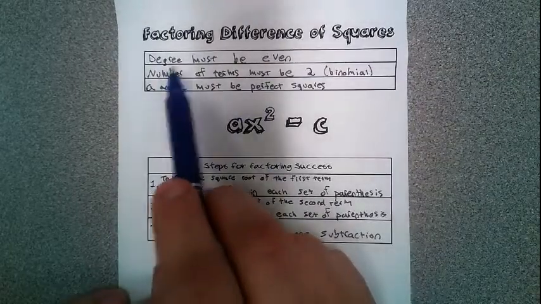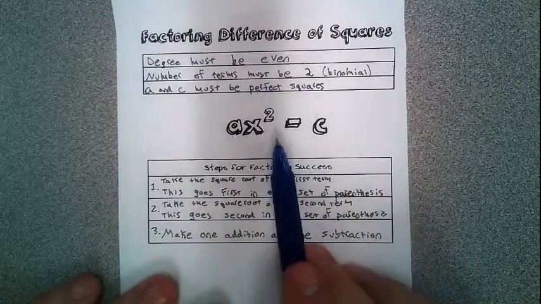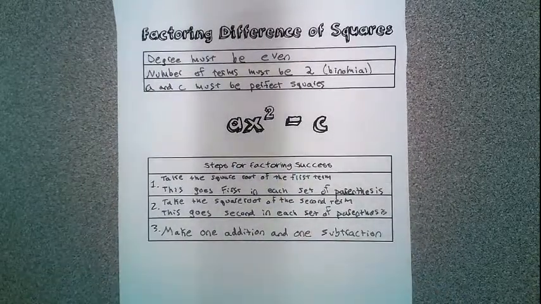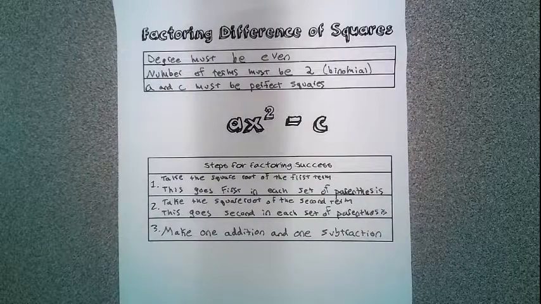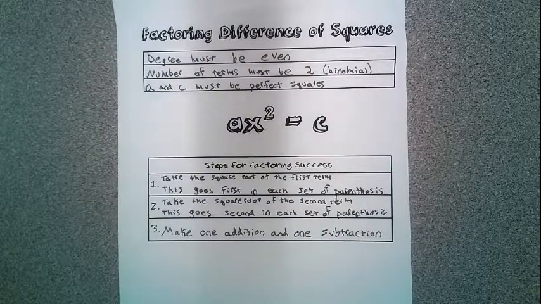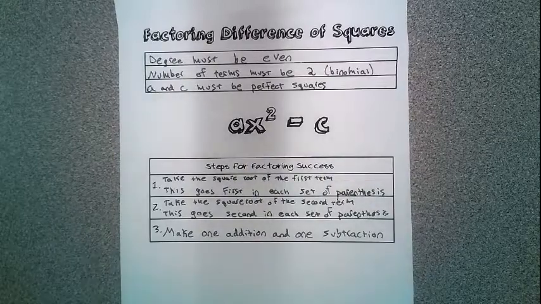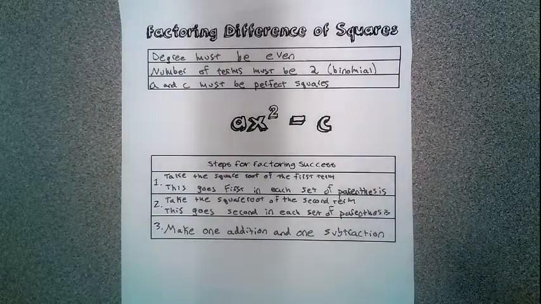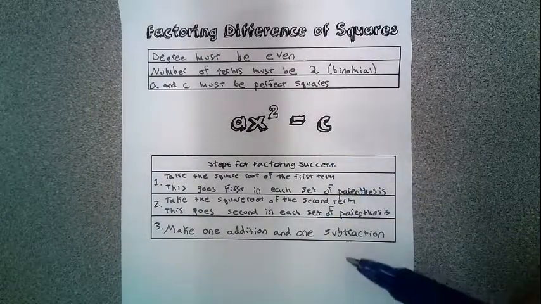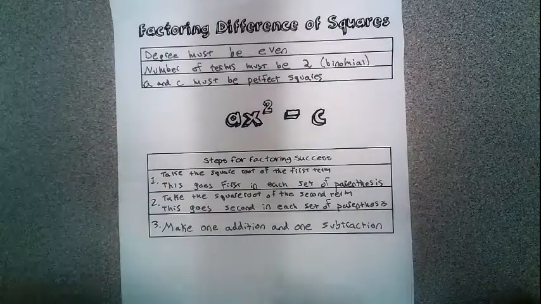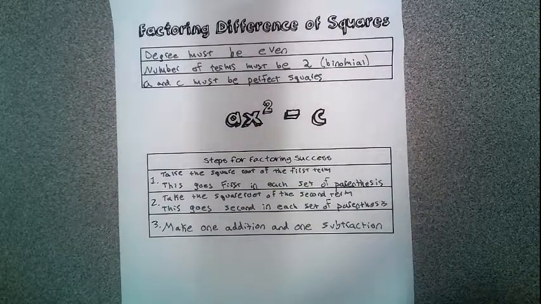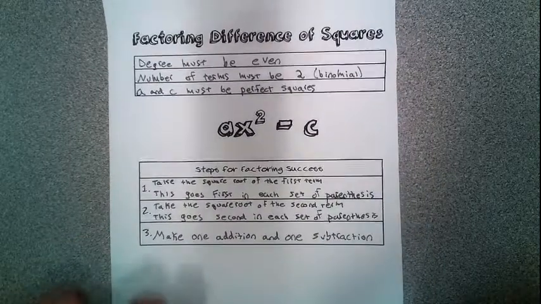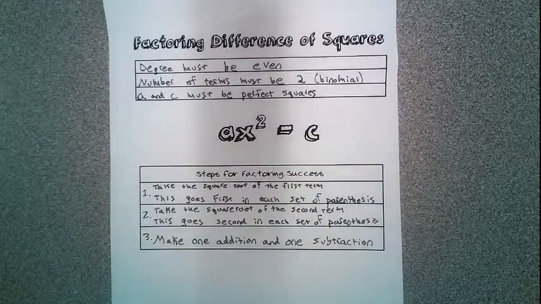In order to do this, the degree must be even. So a degree of 2, 4, 6, 8, 10, right? The degree must be even. The number of terms has to be 2 in order to use this pattern, which would be a binomial, right? First term, second term. And then A and C must be perfect squares. What that means is that A couldn't be 7, C couldn't be 5, right? It'd have to be something like 9, 16, or 25, or 36, perfect squares. So I'm going to give you a chance to pause the video and write down all of the notes.